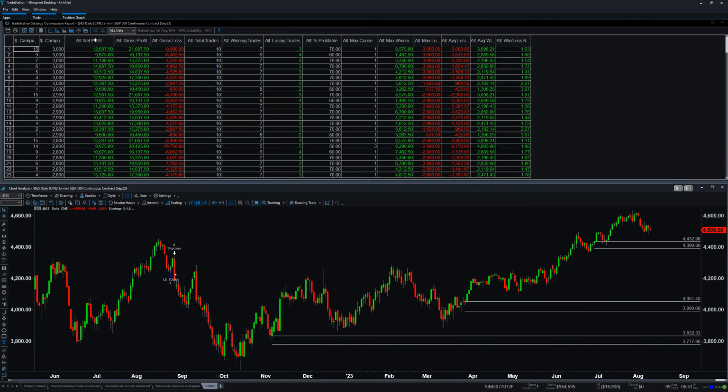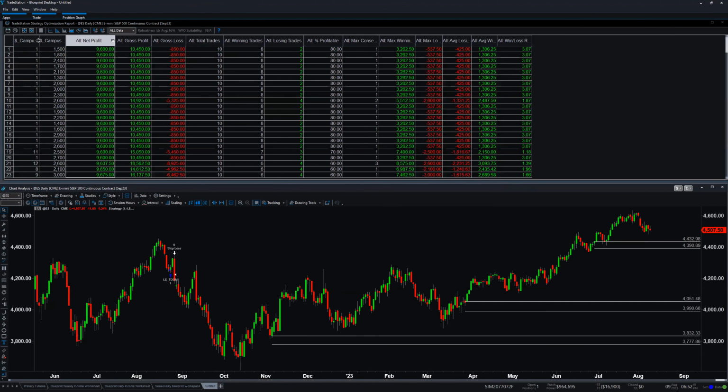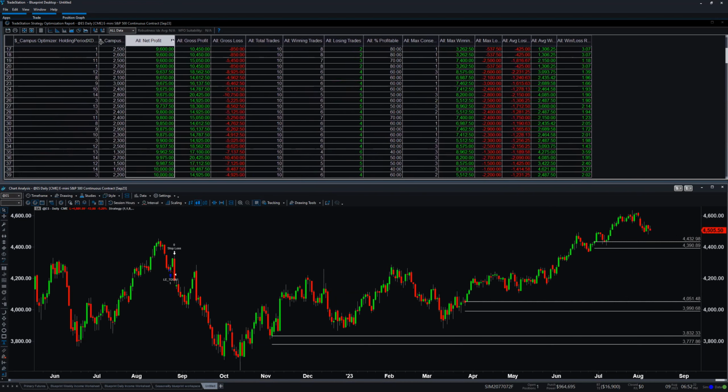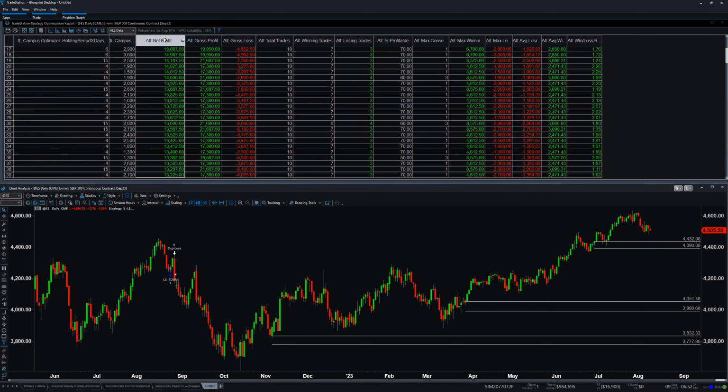So what I can see, the best scenario in terms of net profit is a holding period of 1 day, right? Holding period of 1 day. 3 days is up there, but then I get quite a lot of losers as well. And here we go.